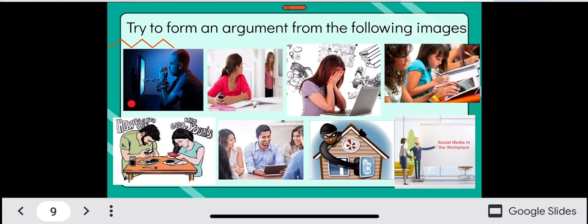My first claim can be it can help students at school. This is my first claim. This is the image that supports this claim. My second claim can be it helps individuals in their careers, and this can be the second claim, and so on. Okay, so you can form, of course, thousands of arguments here that are also backed up with different claims.